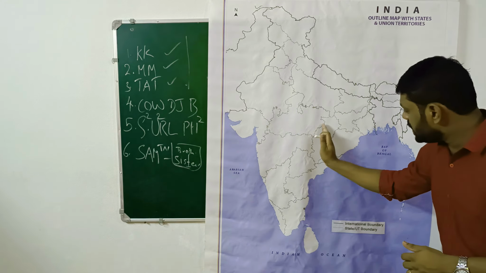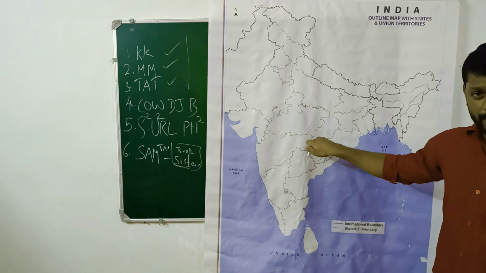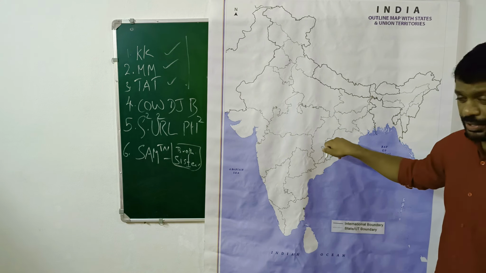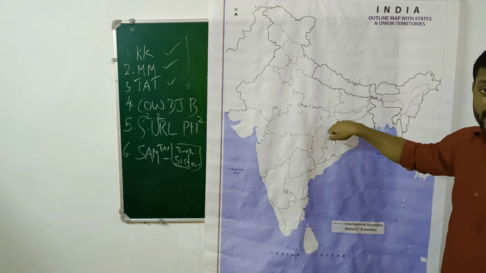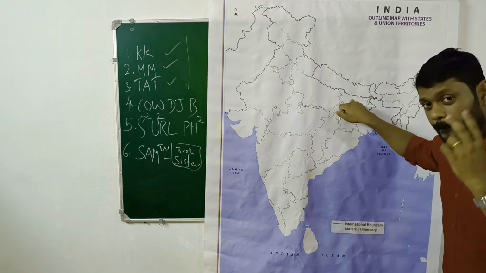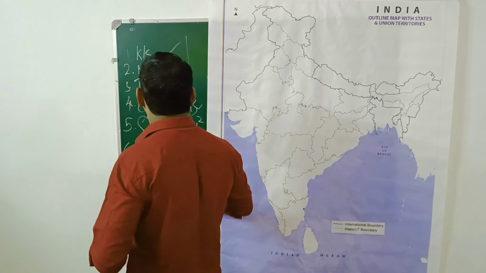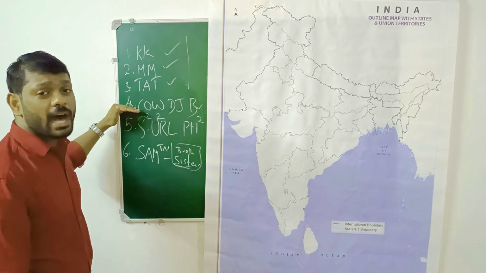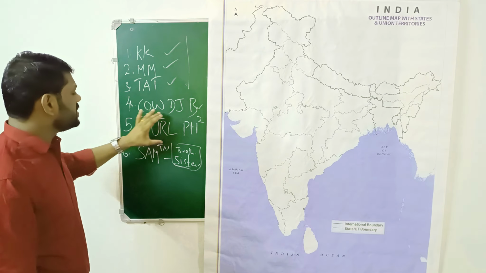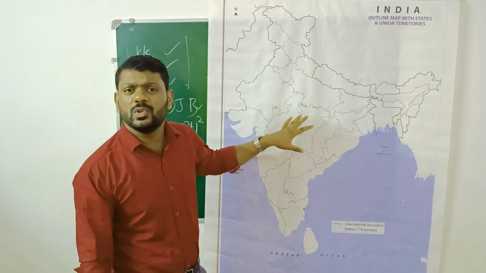I'll repeat: COWJB. C stands for Chhattisgarh, O stands for Odisha, W stands for West Bengal, J stands for Jharkhand, as well as B stands for Bihar. Now I hope you got an understanding of the four major tips I have given you, that is KK, MM, TAT and COW DJB. Now this is the most confusing part, and this area is where the majority of students lose their marks.